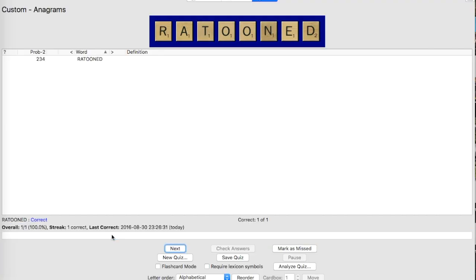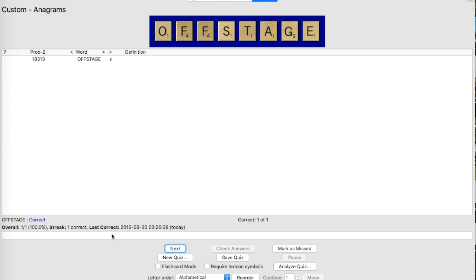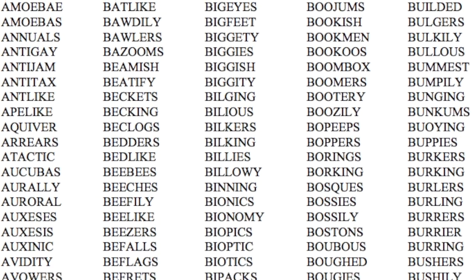Studying bingos is unique because it requires using all of the tiles in your rack. This means you no longer have to look for shorter words. You can focus on words that only use all of your tiles. There are 2 methods that you need when you study bingos. The first one is recognition.